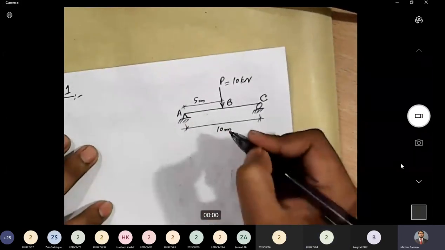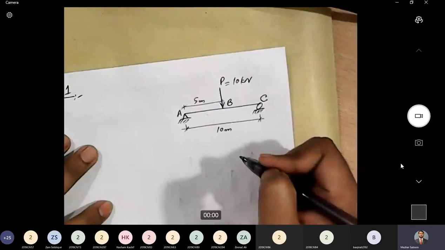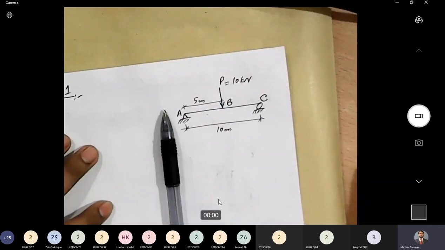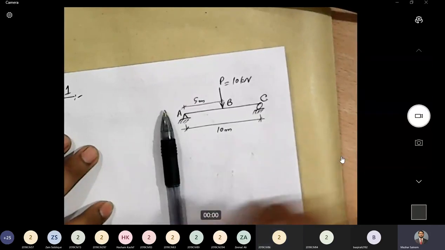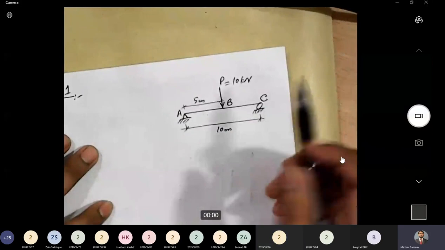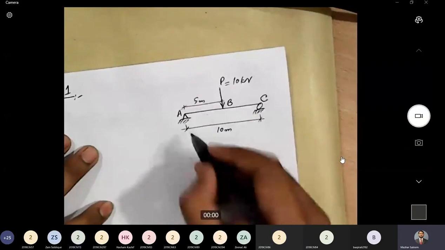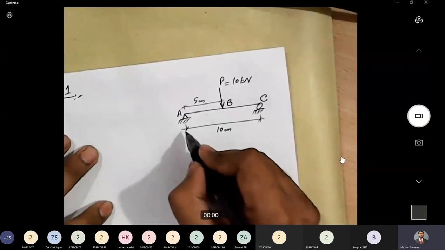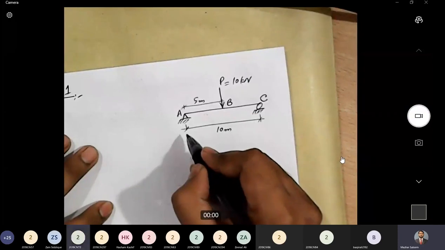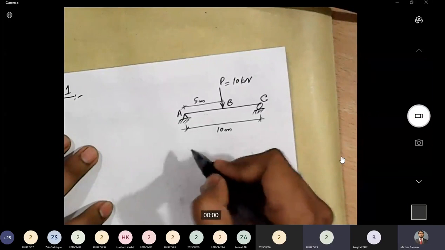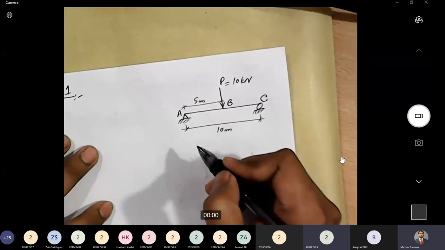How many reactions do we expect in this case? Sir, 2. Sir, 3 reactions. Okay, roll number 73. Yes, sir. Somebody said that we expect 3 reactions. Do you agree with this? Sir, I think there are 2 reactions. Okay, why 2? Sir, A and C.